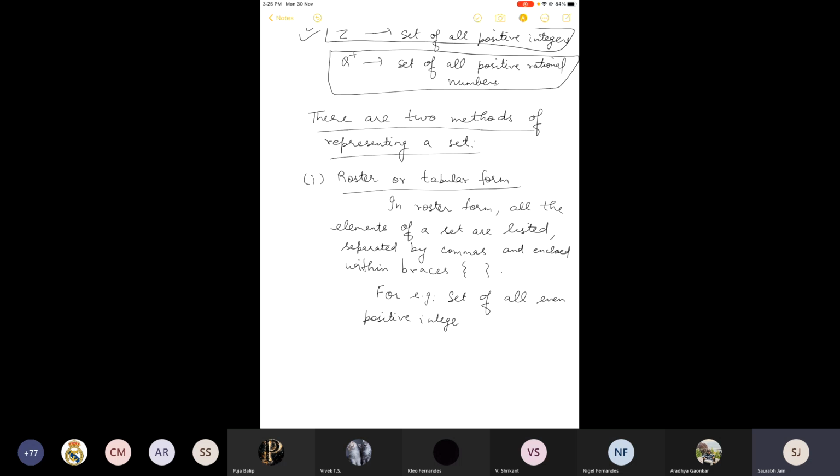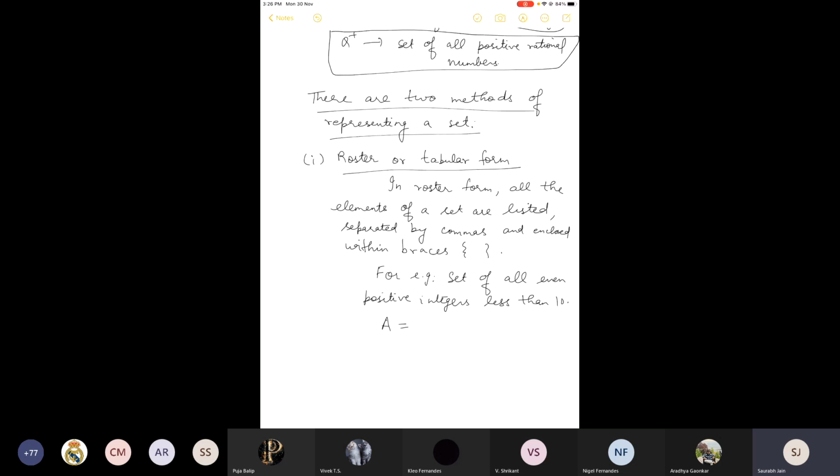Do not use capital N, T, Q, R, etc. They are standard notations. So let us take some other alphabet, basic A. Let us name this set as A and let us list all the elements of this set, which are 2, 4, 6 and 8. I have written all the elements of this set, because these are the even positive integers which are less than 10.